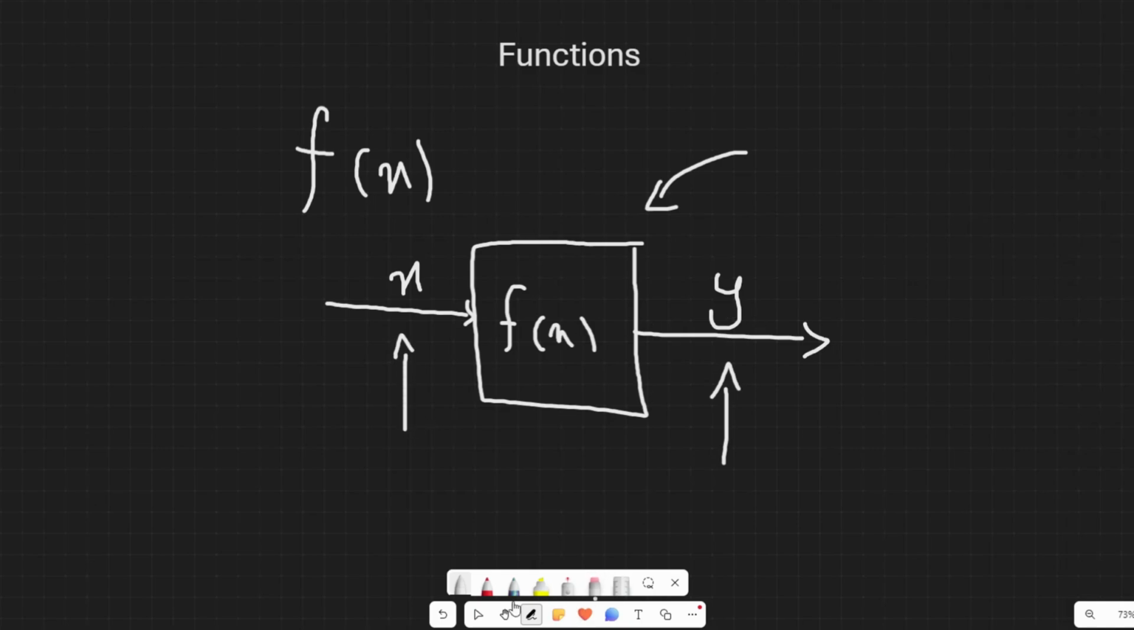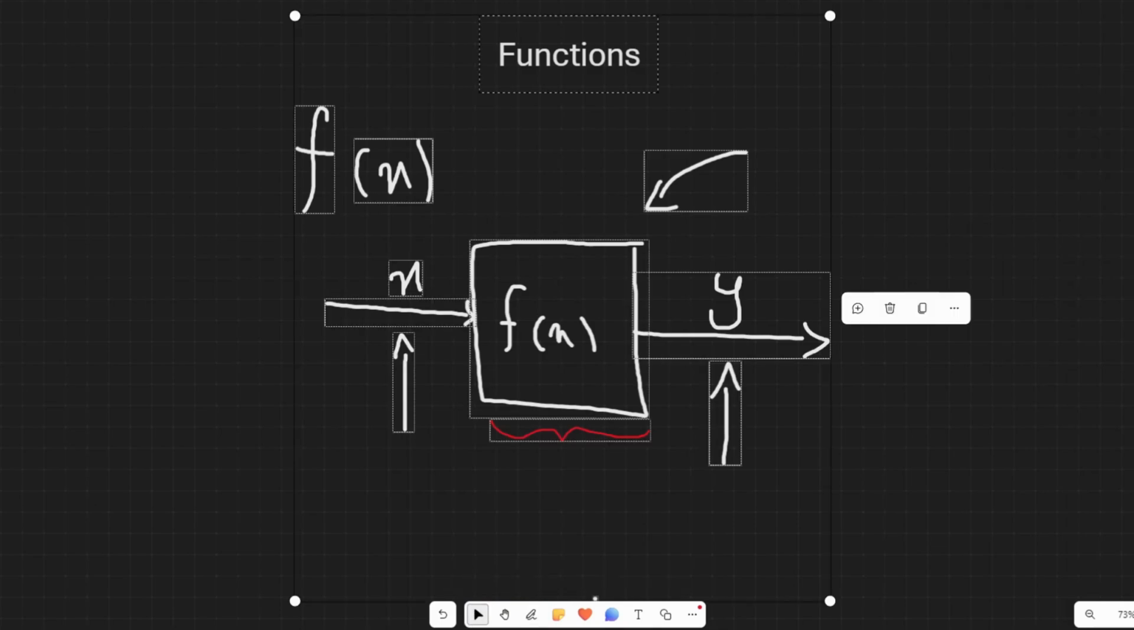So what the question is, what is this operation in the middle? Okay, so it depends on the function. So we could have different functions with different functionalities. That's why we call it function actually. Cool. Now I'm going to remove this and we're going to focus on the question.